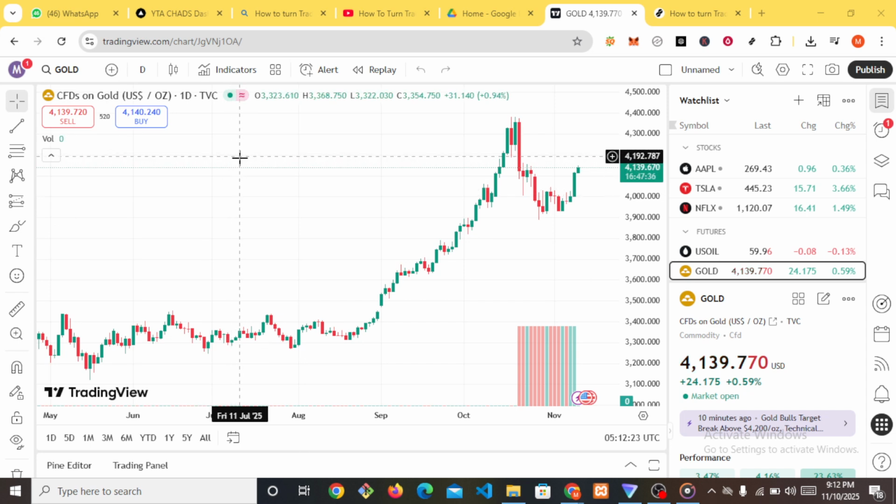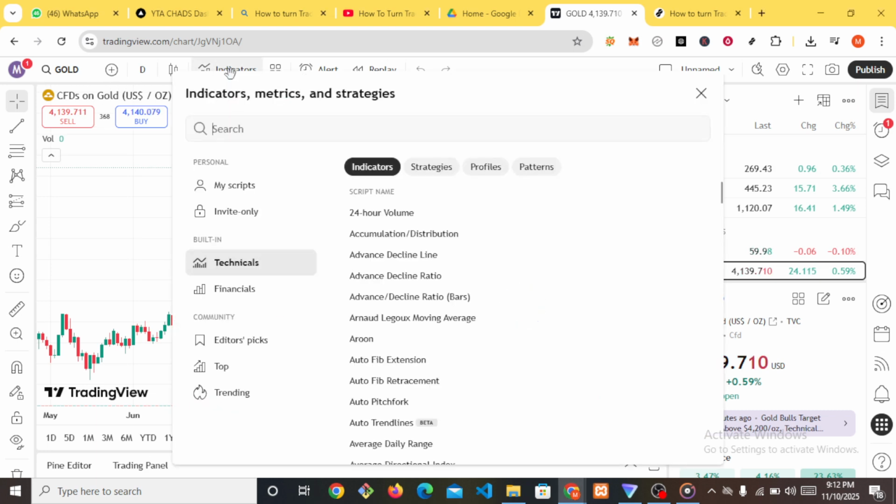Look for the indicator option, typically found at the top of your chart interface. Click on this and a list of indicators will appear. Indicators are crucial because they help analyze market trends and identify trading opportunities. For this walkthrough, we're opting to use the AutoFib retracement indicator. It's a powerful tool for predicting potential support and resistance levels by using horizontal lines to represent these levels.